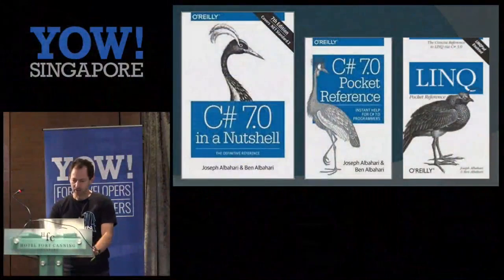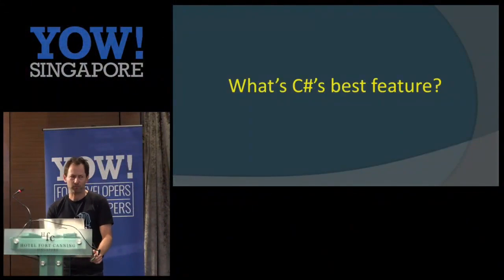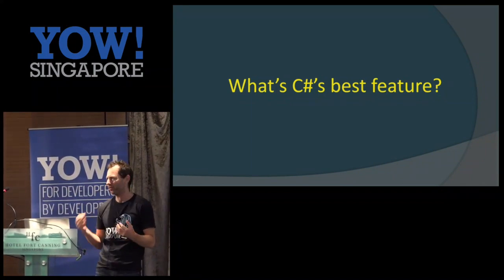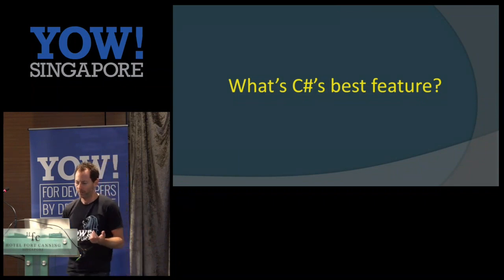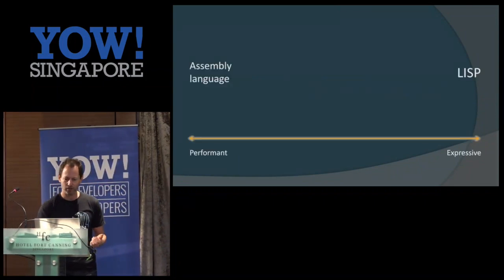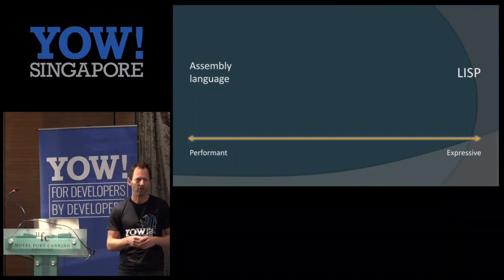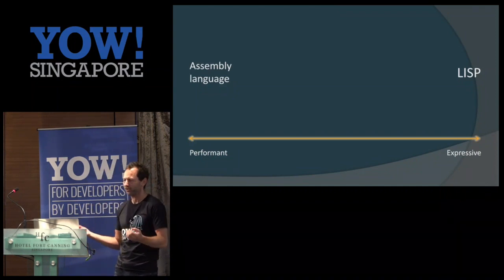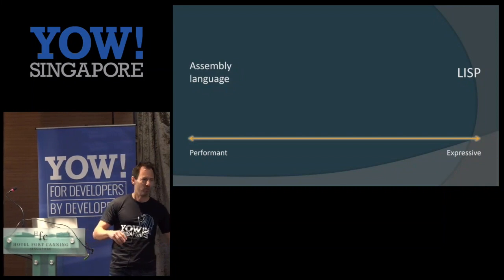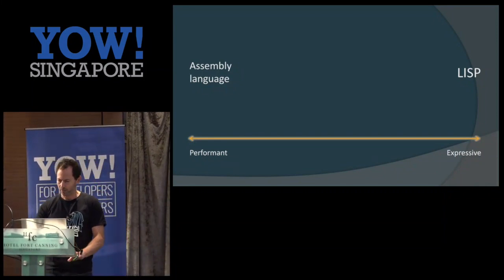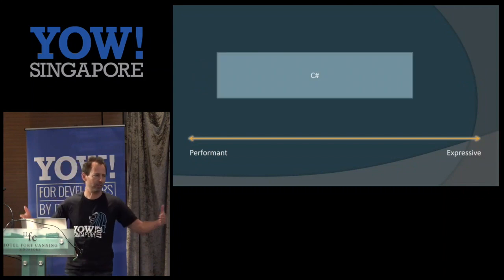People sometimes ask me, what's C#'s best feature? And it's not a single feature that makes the language unusual. If you plot a graph with highly low-level performant languages at one end, and highly expressive languages on the other end, like assembly language at one end and Lisp at the other, what makes C# unusual is it spans quite a big range in there.